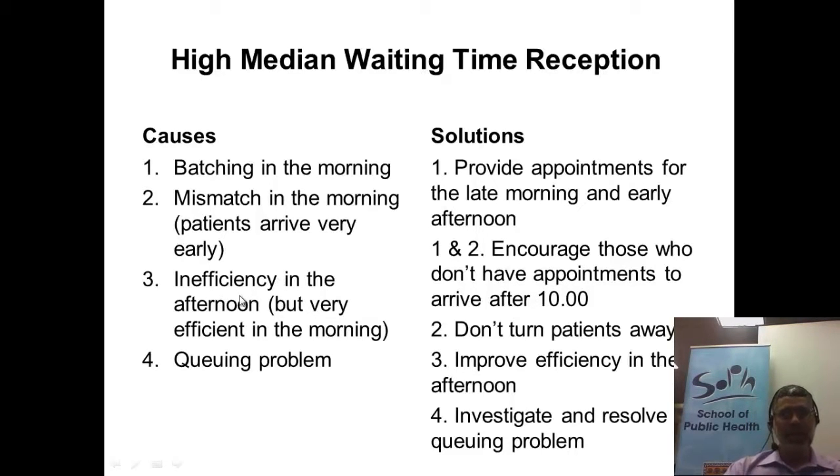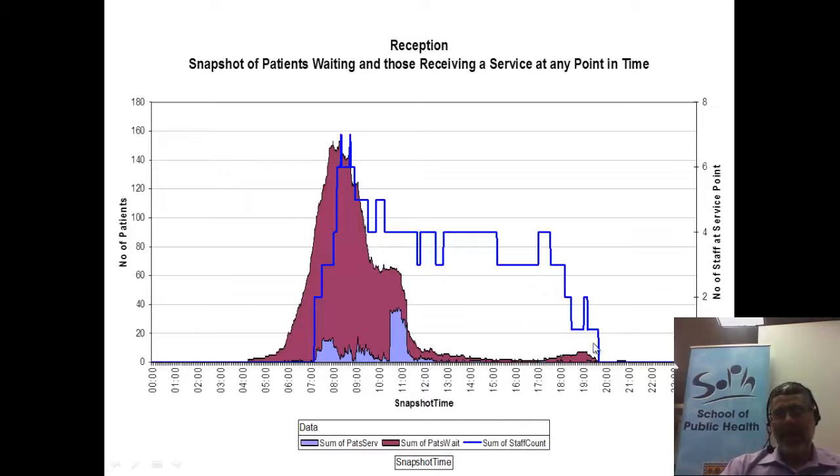Then there was inefficiency in the afternoon. So the solution would be to improve the efficiency in the afternoon and to look at why they were inefficient in the afternoon but extremely efficient in the morning. Did they just run out of steam? And a good thing is, it is likely that in the afternoon they are putting away the folders of the patients seen in the day and perhaps preparing for the next day. However, there's several staff there, so some of them could do that and others could primarily attend to the patients, thereby cutting their waiting time.